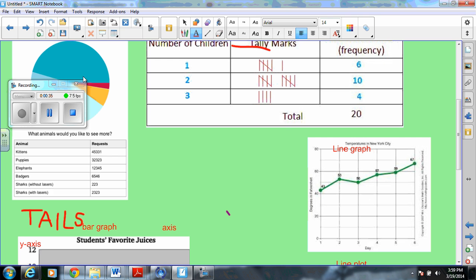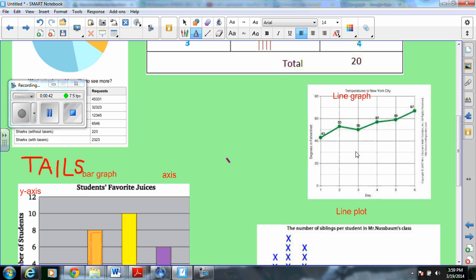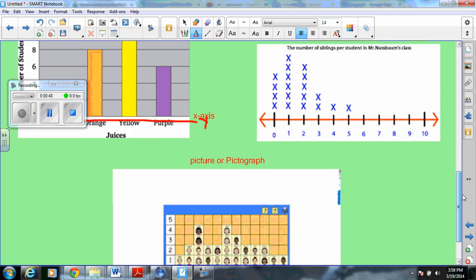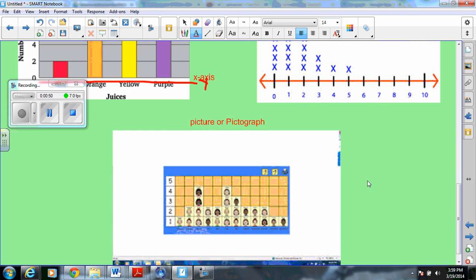And then we named, this is a pie graph, a pie chart, or a circle graph. This is a line graph. This is a bar graph. This is a line plot. This is a picture or pictograph.